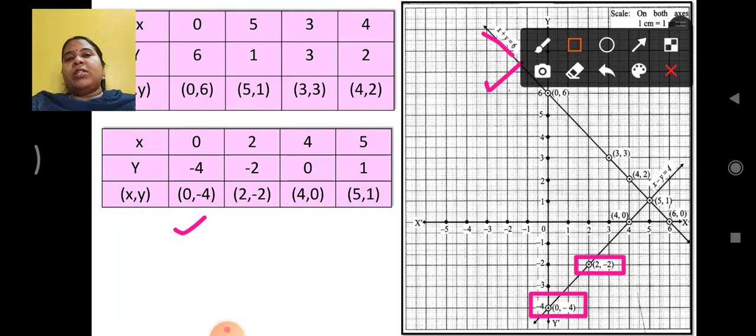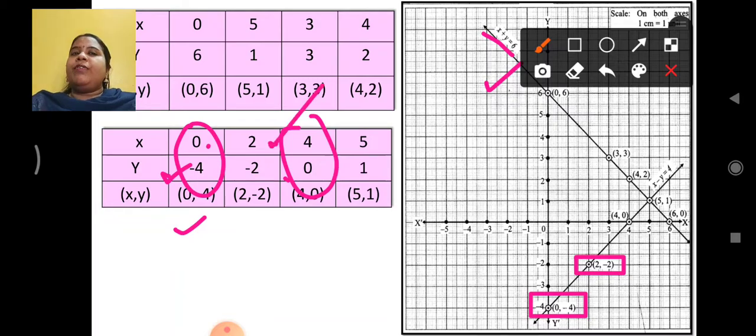Then 4, 0. Now try to understand the basic difference between this point and this point. Here the x coordinate was 0, so the point was lying on the y-axis. When the y coordinate is 0, obviously the point will lie on the x-axis. So where should it be? X-axis 4. Yes, somewhere here. And y is 0. So it is 4, 0 here. And the last is again 5, 1.